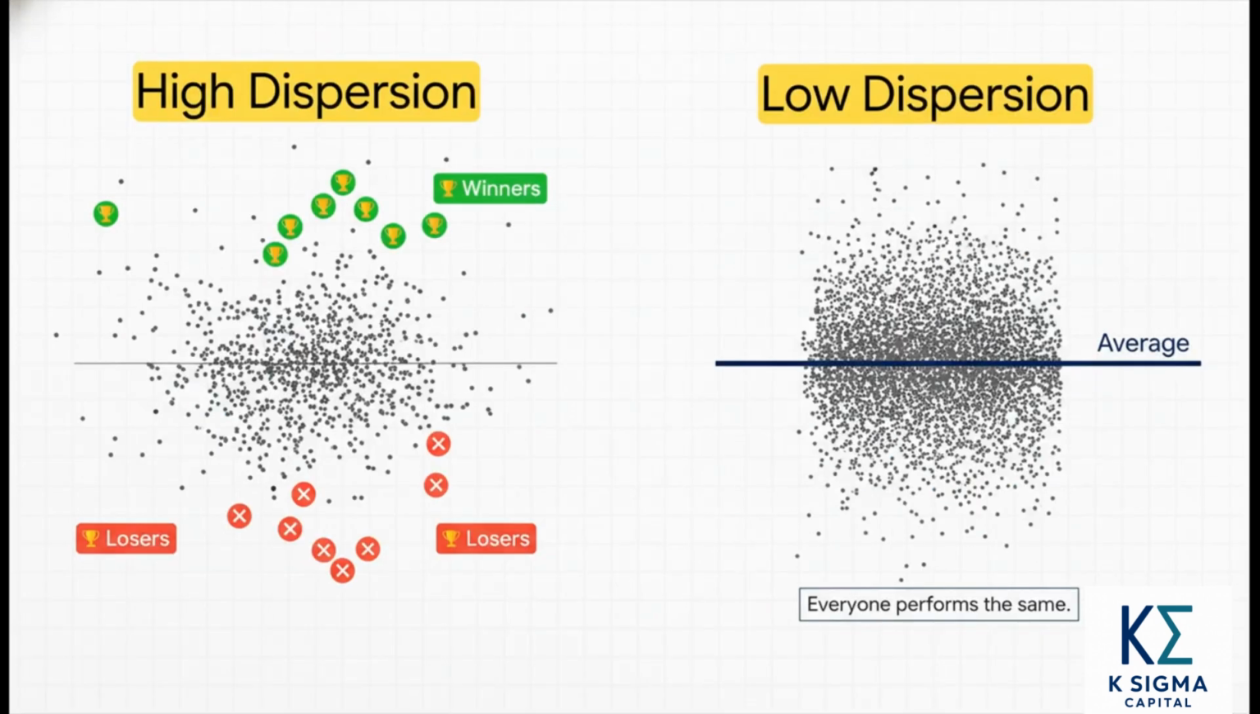And here's the payoff. When dispersion is high, you get these clear winners and clear losers. That creates a huge opportunity for a skilled manager to beat the market. But when dispersion is low, all the stocks are moving together like a herd. It becomes almost impossible to stand out because every stock is performing just like the average. In that kind of market, there's just nowhere for a stock picker to hide or to shine.